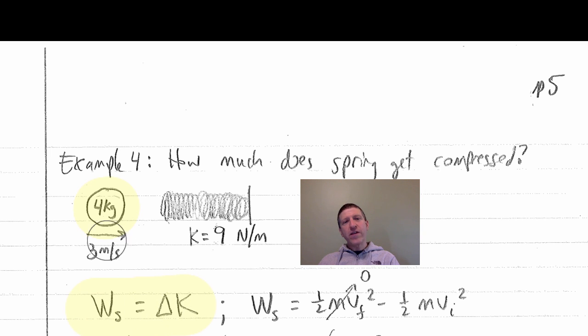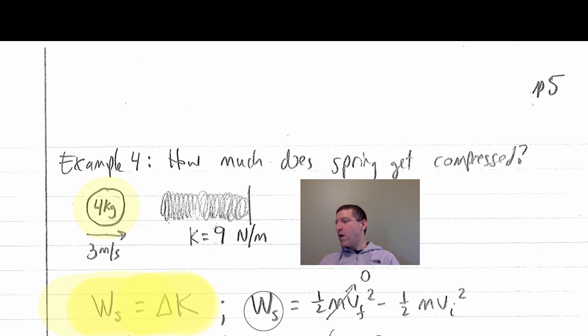Now I want you to think about this. This is moving at 3 meters per second. The force is to the left. Is the change in kinetic energy going to be positive or negative? If you're slowing something down, no matter which direction it's going, it has a negative change in kinetic energy. In other words, it is losing kinetic energy.